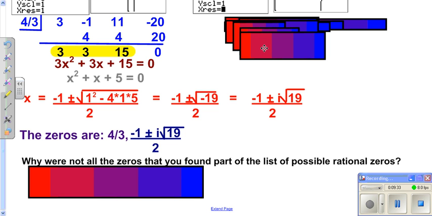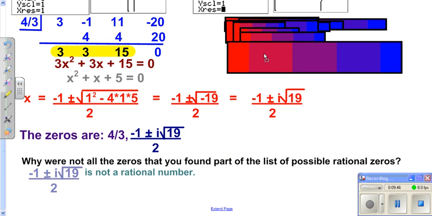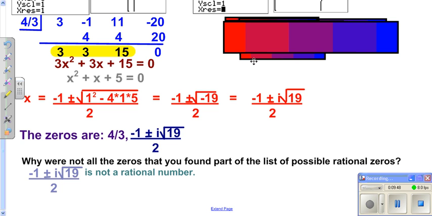Now, why weren't all of our zeros listed in the possible rational zeros? Well, the 4/3 was. But this right here, that's not a rational number. It's a complex number because it has i, and irrational because it has a root. So it's not rational.